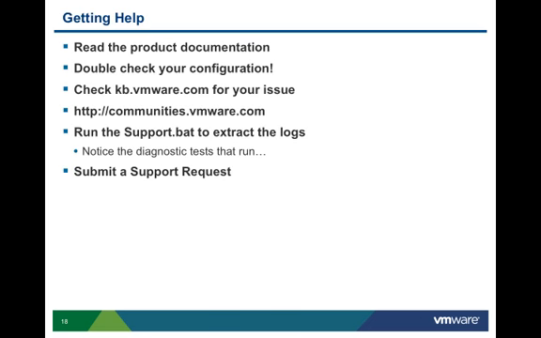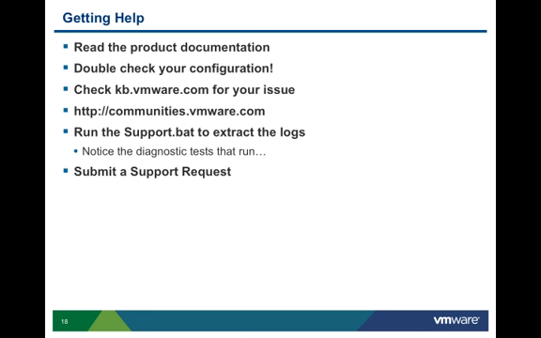So, just to summarize on getting help here, make sure that you read the product documentation. Both the View Administration Guide and the View Architecture Planning Guide provide good information on sizing and troubleshooting your environment. Double check your configuration. Make sure that you haven't made any mistakes during the configuration of either View or the View pools. As I said earlier, use kb.vmware.com. Most of the common issues have been captured and resolutions and workarounds are provided on this website.